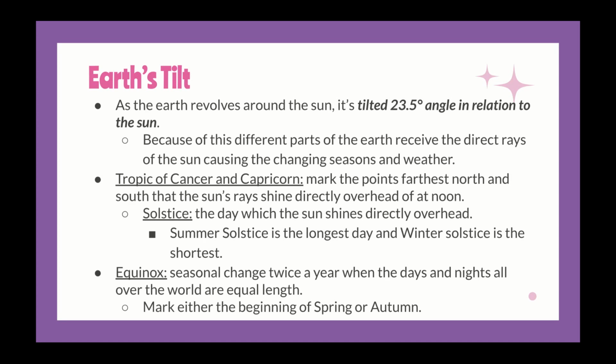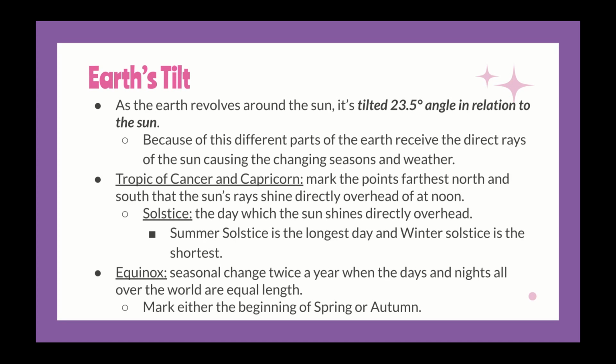So our Earth-Sun relationships basically boil down to our seasonal changes and how different parts of the planet have different types of vegetation, sunlight, and climate and weather.